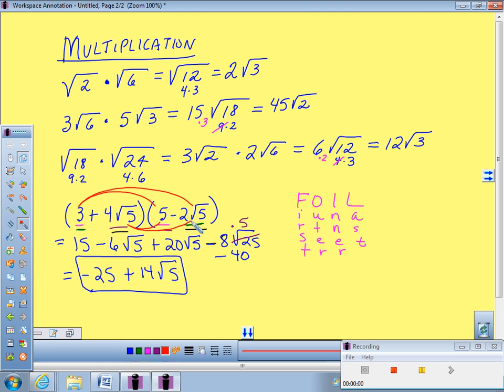So in reality, when we FOIL, we're just doing the distributive property. You distribute the first term times both of them, you take the second term times both of them. So whichever way you prefer to think about it. If you like to think of it in terms of FOIL, or you want to think of it as just distributing, either way works. You're doing the same thing. All right, so there's multiplication.